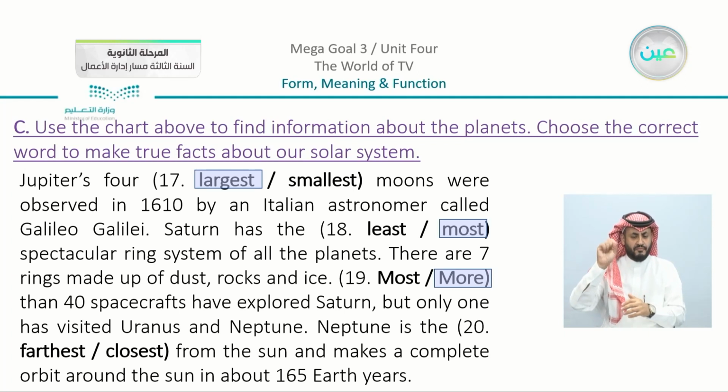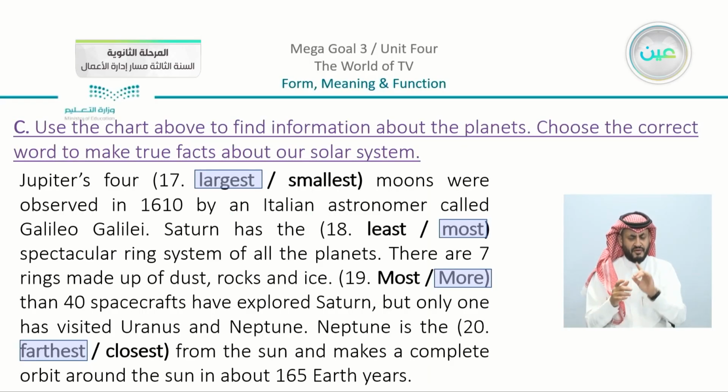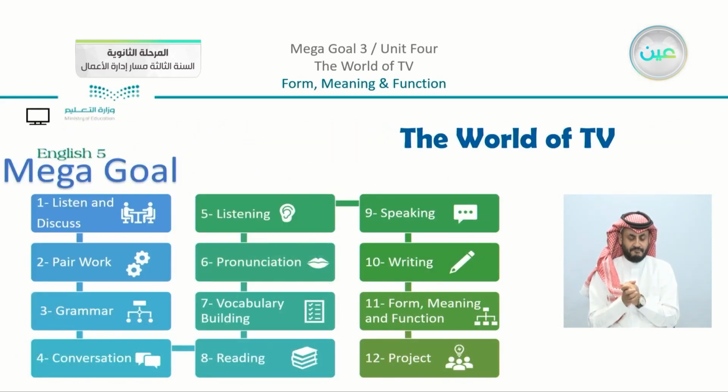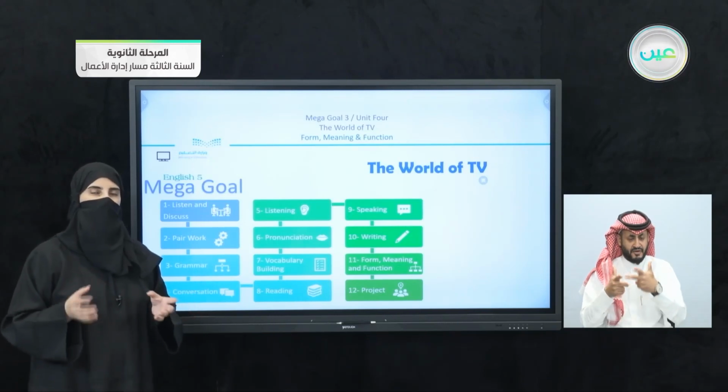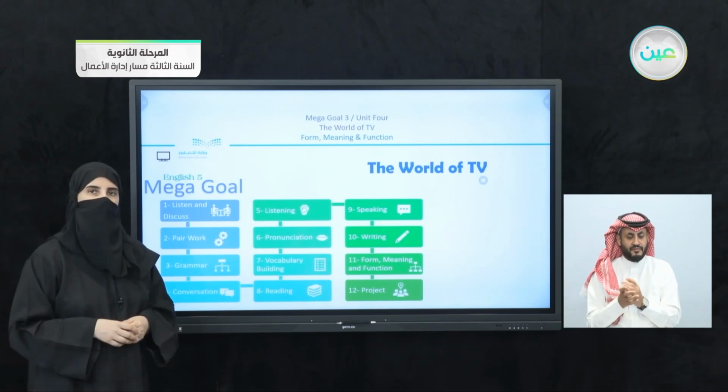Neptune is the, we have here, farthest or closest? Yes, we agree that it is the farthest from the sun and makes a complete orbit around the sun in about 165 Earth years. So we have completed our exercise here. We have finished the exercises that we have in the book in the lesson of the form, meaning, and function.